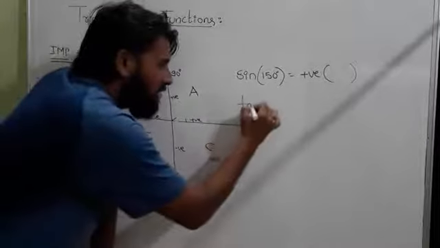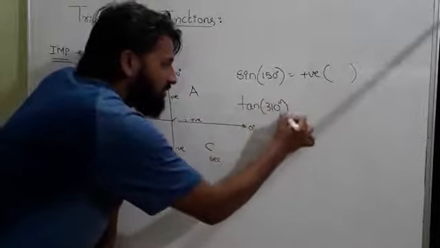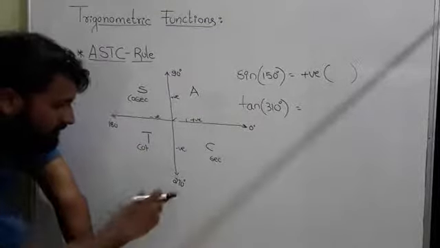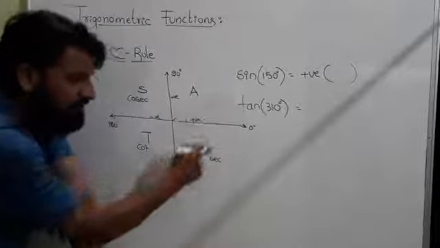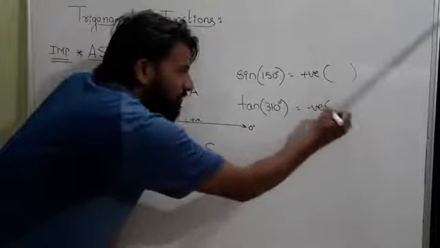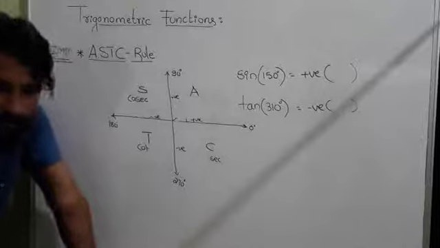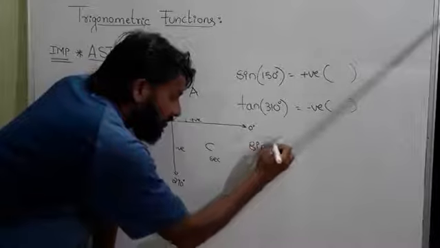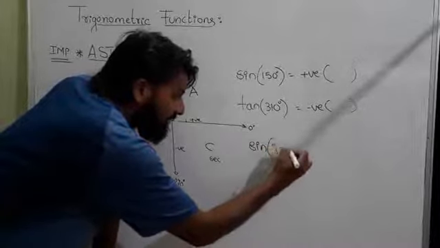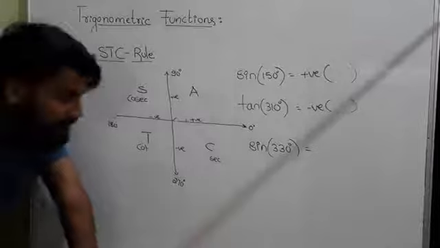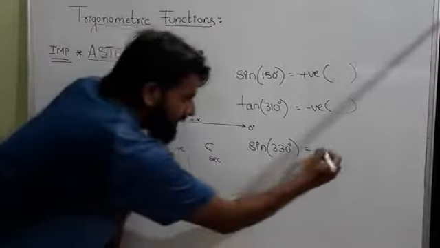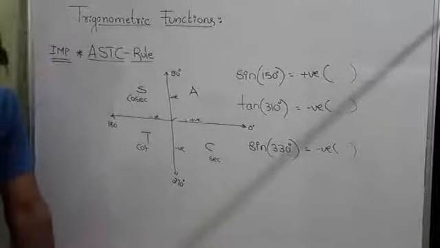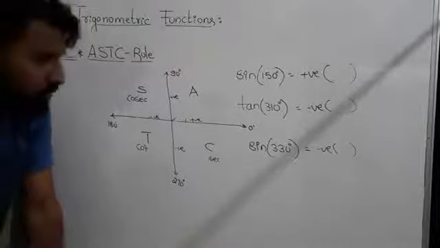If I ask you what is tan of 310 degrees, whether it will be a positive value or negative value? Tell me, my dear friends. Sir, 310 degrees will come in the fourth quadrant. In the fourth quadrant, tan is negative, so it will be a negative value. We don't know what the value is as of now. Yes or no? Similarly, if I ask you what is sine of 330 degrees? 330 degrees is again the fourth quadrant, sine is negative, so I'll get a negative value. So this ASTC rule is very important. Please note it down, my dear friends.